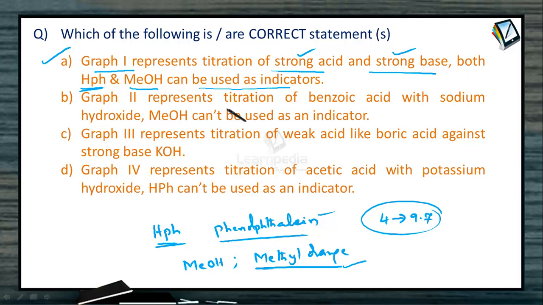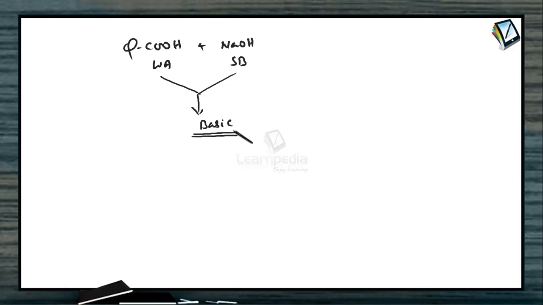Graph 2 represents titration of benzoic acid with sodium hydroxide, where benzoic acid in general we can take as a weak acid, titrated against sodium hydroxide, NaOH, a strong base. So when this titration between weak acid and strong base is carried out, the solution at the end point will be basic. So any indicator in basic range such as phenolphthalein can be used.